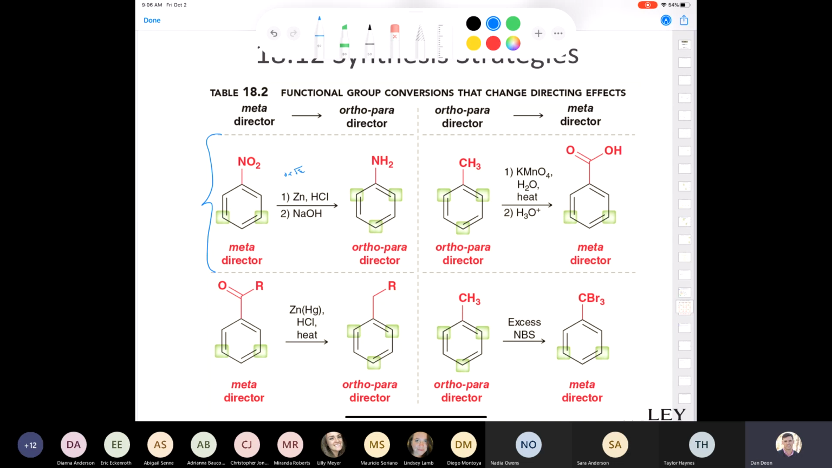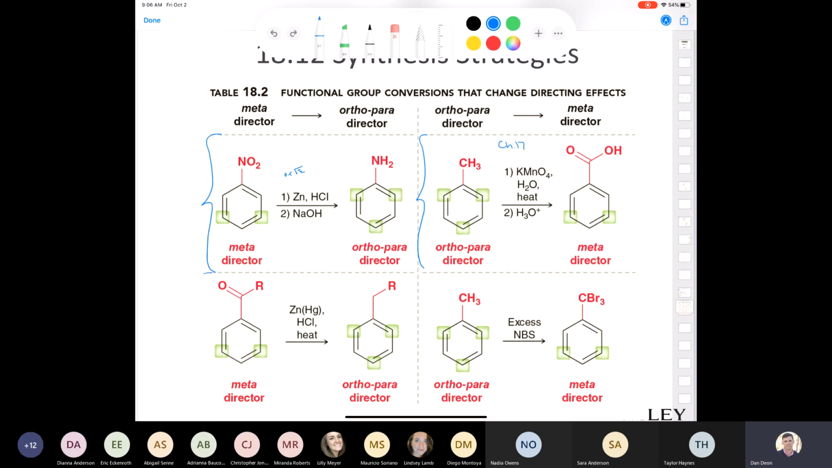Look at the next one. We have a methyl group on toluene, which is ortho para directing. We could do a benzylic oxidation. Remember, that's a chapter 17 reaction. We can convert that into a carboxyl group, and the carboxyl is electron withdrawing, and so it's a meta director.